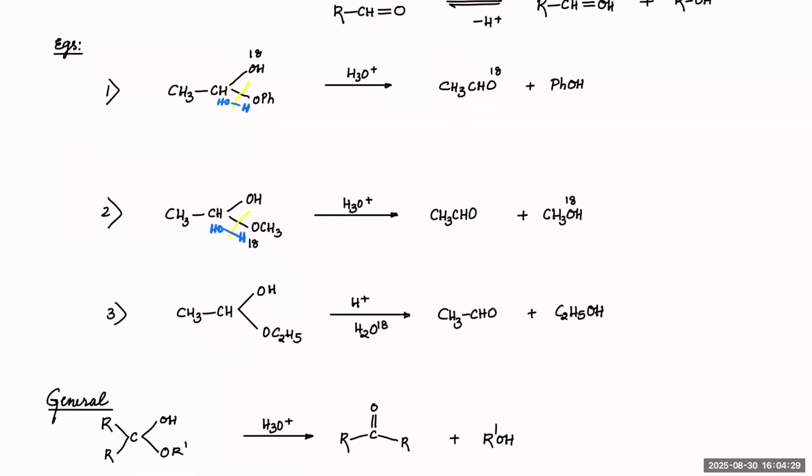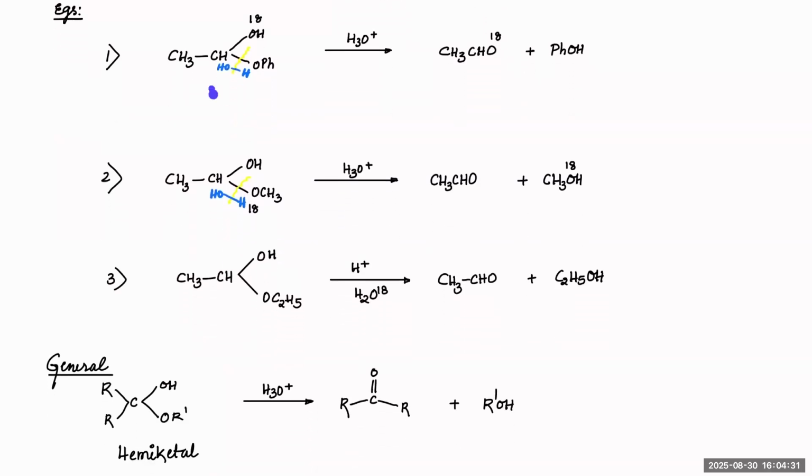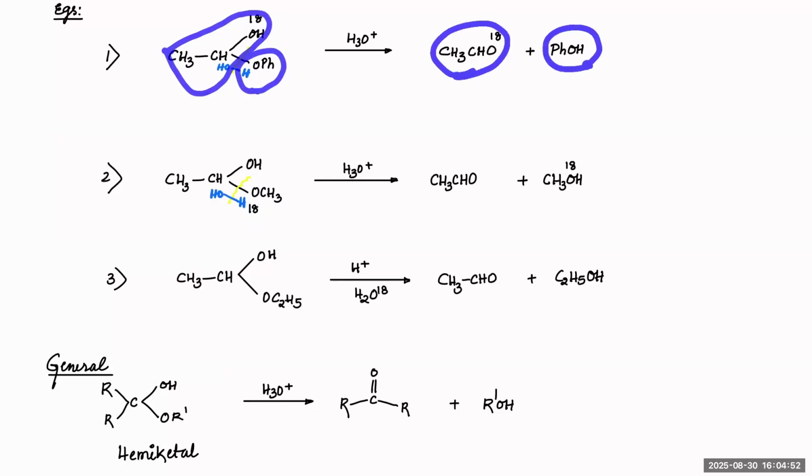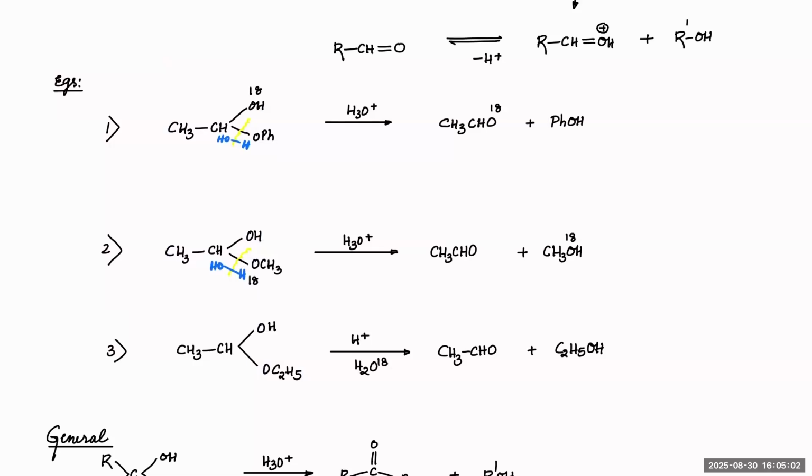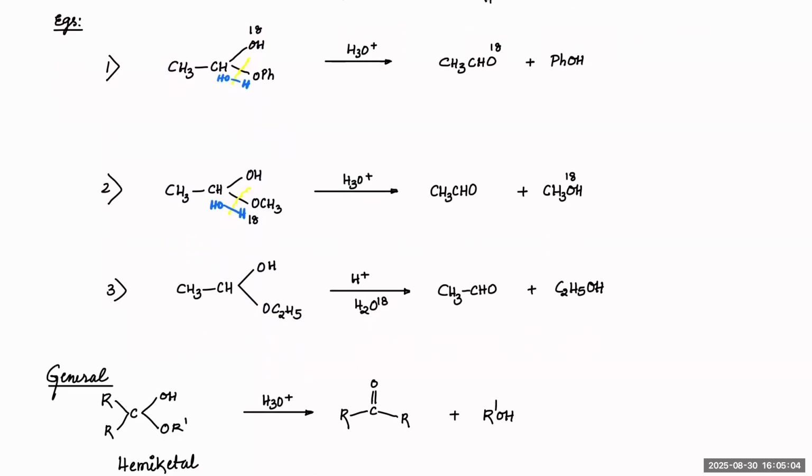Check out these respective examples now. This is hemiacetal, hemiacetal, hemiacetal. What did I do? I just need to break it. Break here, OH on the left, H on the right. Break here, OH on the left, H on the right. Break here, OH on the left, H on the right. So this part will become aldehyde. This part will become the alcoholic part. Then we have phenol. This side will get aldehyde, this side methanol. This side will get aldehyde, this side alcohol, ethanol. Are you clear?